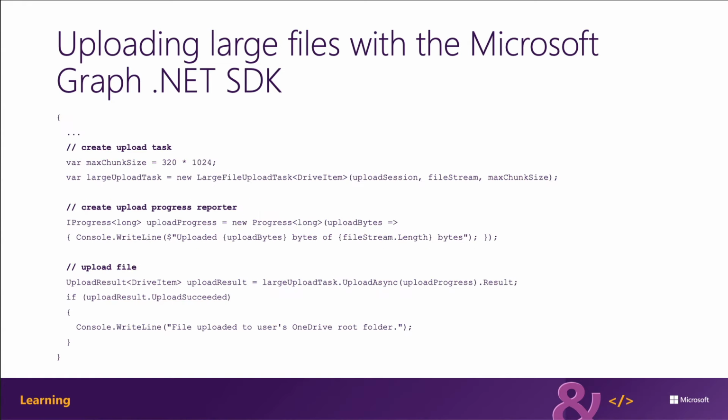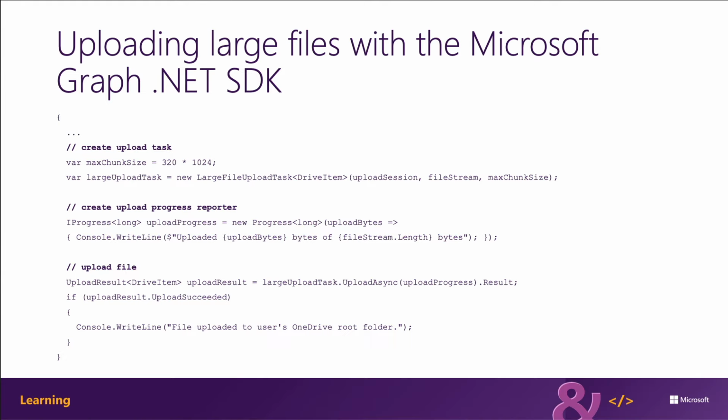Once I've done that, I'm going to create an upload task. You can see I'm creating a new large file upload task object, passing in the upload session, the file stream, and the maximum chunk size. That's going to give me my large upload task. I'm then also going to create an upload progress reporter, which is going to write a message out to the console every time there's an update in uploading the file.